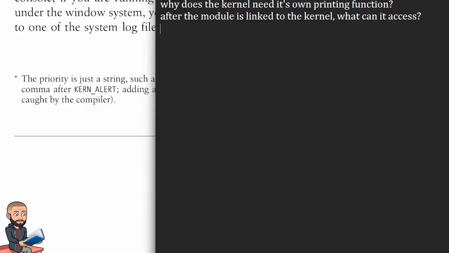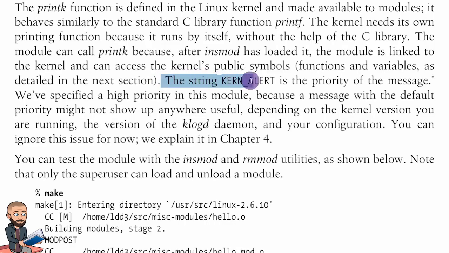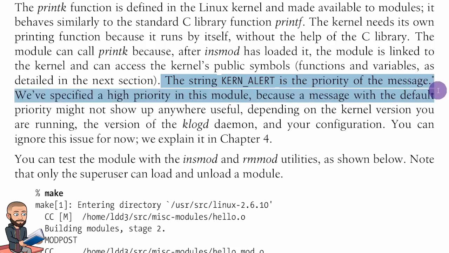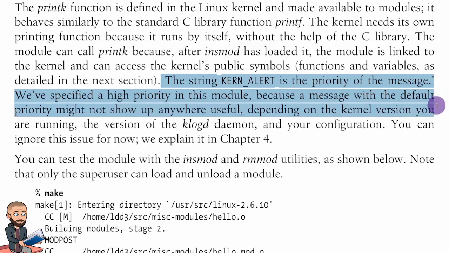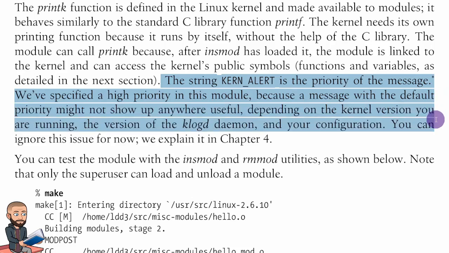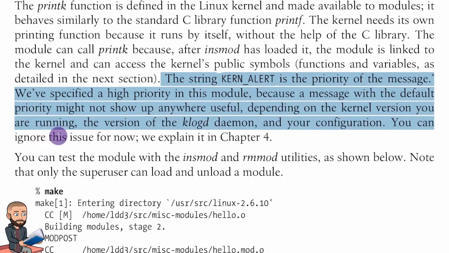So maybe here we can ask, what is the priority? So the string KERN_ALERT is the priority of the message. We've specified a high priority in this module because a message with the default priority might not show up anywhere useful, depending on the kernel version you are running, the version of the klogd daemon, and your configuration. You can ignore this issue for now. We explain it in chapter 4.